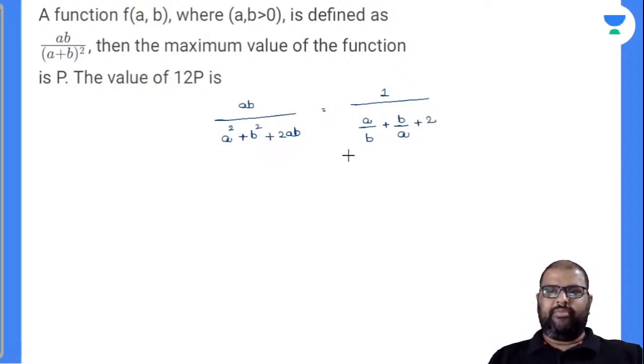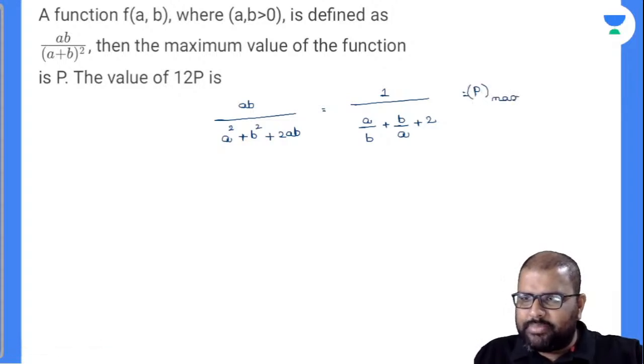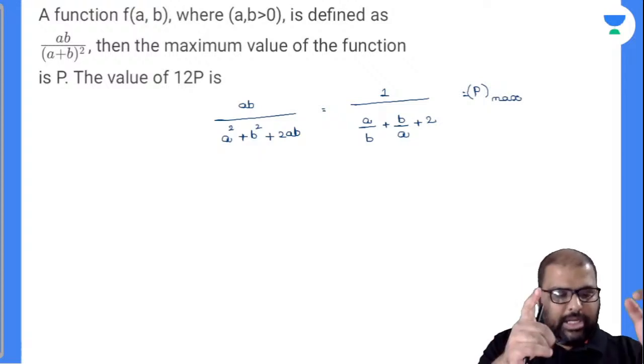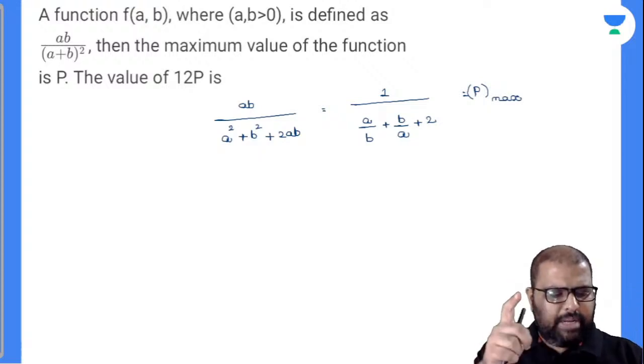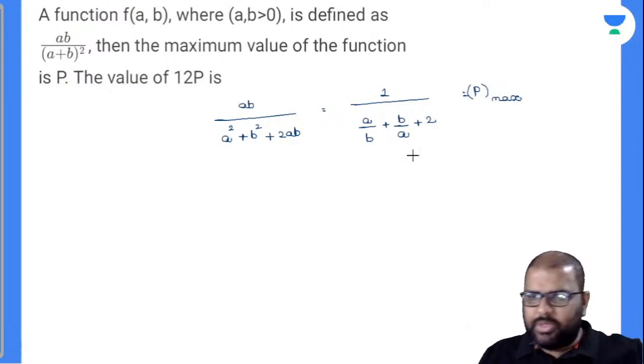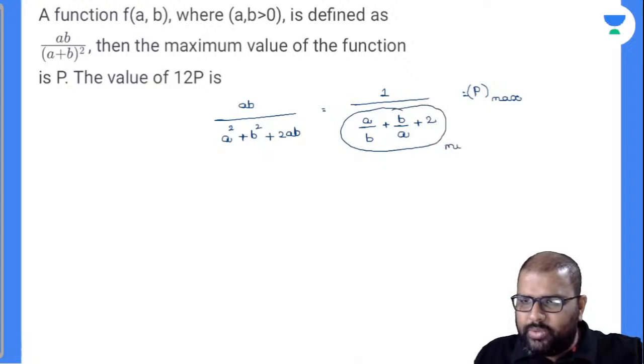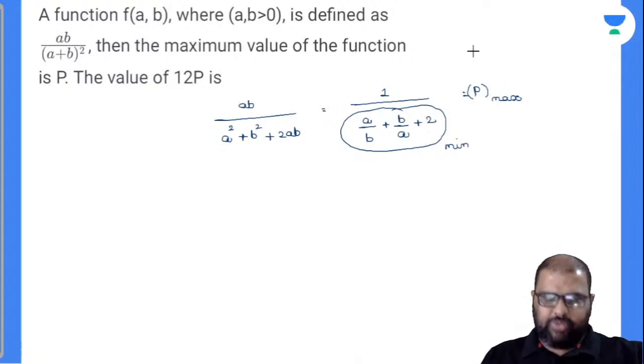Now closely observe there. This is nothing but equal to p, and this has to be maximum. If this has to be maximum, your denominator has to be minimum possible. Am I right or wrong? I am underlining this part, this denominator has to be minimum possible, then only you will get the maximum possible value for p.